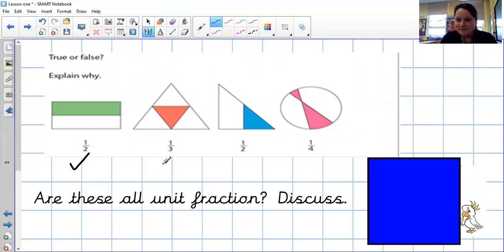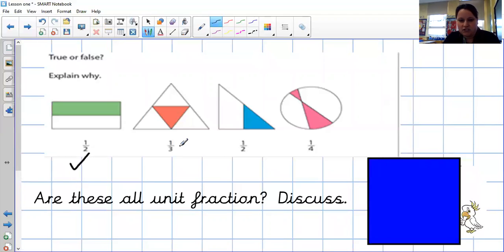Hopefully you're saying to your screens, no, Mrs. Barnes, it's not a unit fraction. Okay, why is it not a unit fraction? The numerator's 1, but is the denominator 3? Let's just check. How many equal parts has our whole been split into? 1, 2, 3, 4. So although we are interested in one of those equal parts, the denominator isn't correct.